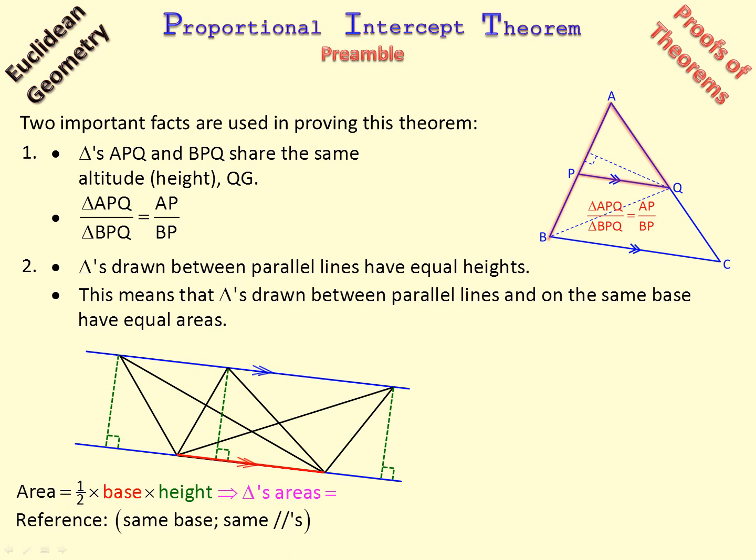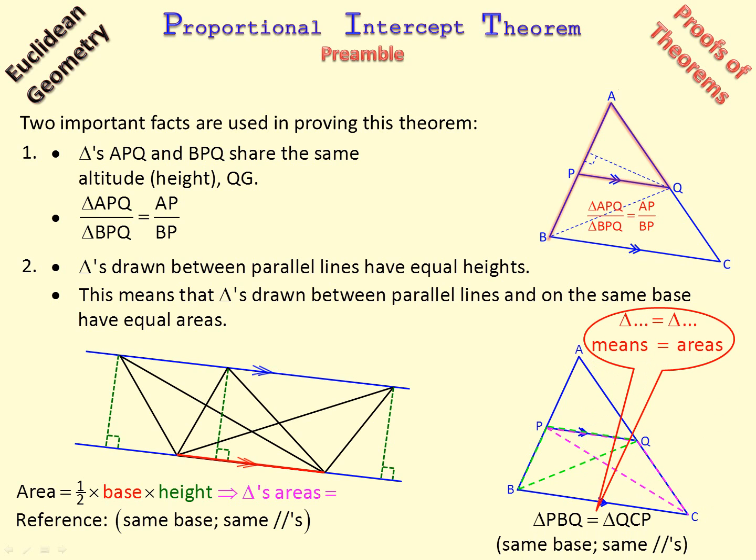And that means those three areas are equal because they have the same base and the heights are the same. And we use as a reference same base, same parallels, meaning they're on the same base and they're between the same parallels. So have a look at this diagram here. We're back to the proportional intercept theorem diagram, and if we come down here, we have a pair of parallels, and there is a triangle, there is a triangle. So the green triangle and the mauve triangle are equal in size, equal in area, that is.